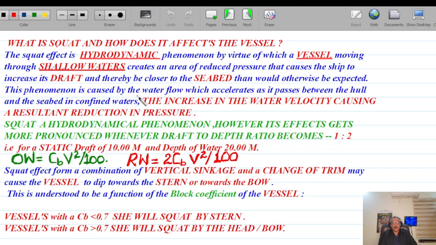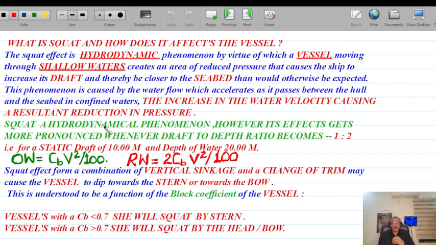This phenomenon is caused by the water flow, which accelerates as it passes between the hull and the seabed in confined water. As we go down the slide, you will see the clarity. The increase in the water velocity causes a resultant reduction in the pressure, because of the constriction between the seabed and the hull of the vessel. So the pressure reduces and the velocity increases.